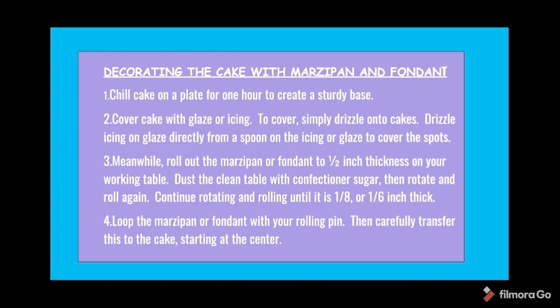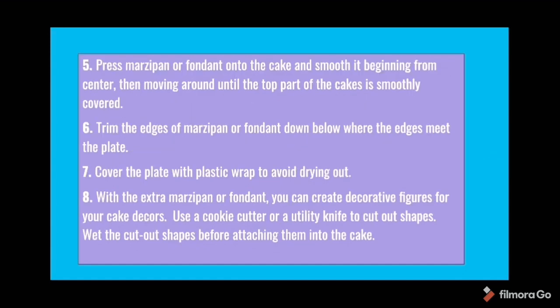Then the fourth is loop the marzipan or fondant around your rolling pin. Then carefully transfer this to the cake, starting at the center. Fifth, press the marzipan or fondant into the cake and smooth it beginning from the center, then moving around until the top part of the cake is smoothly covered. Make sure that there is no space at the top. Then trim the edges of the marzipan or fondant down below where the edges meet the plate.